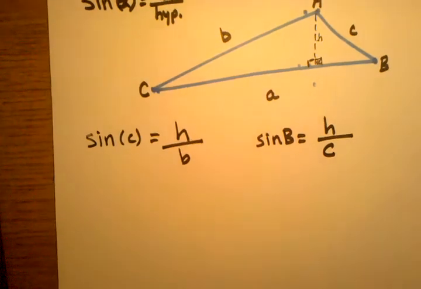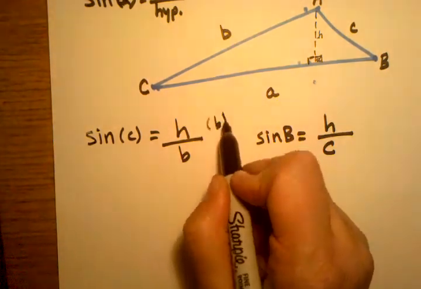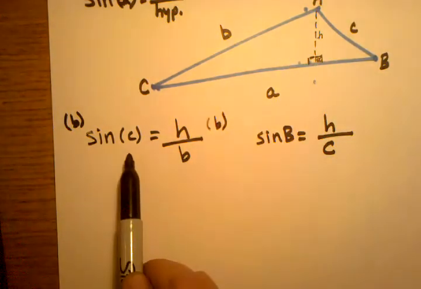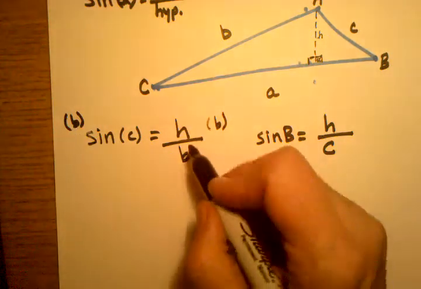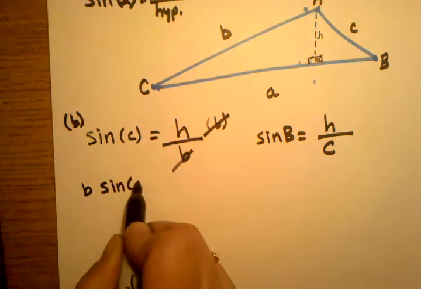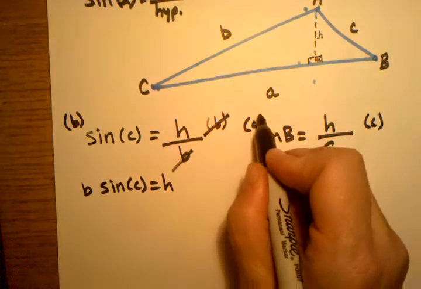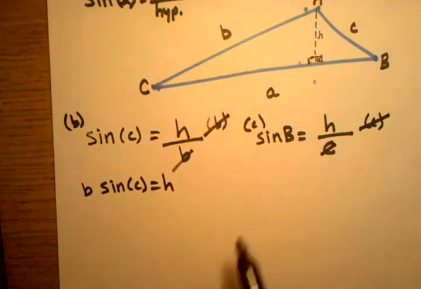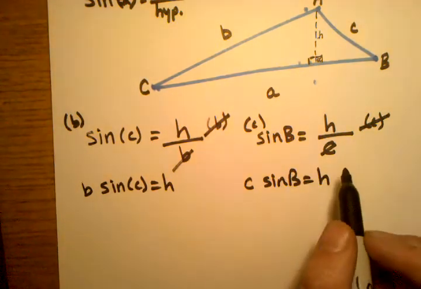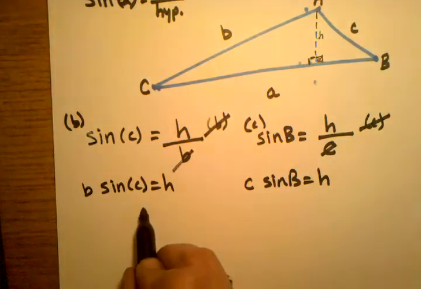Now if we just rearrange these equations, we can make them both equal the same thing, which happens to be the height. On this equation I'm going to multiply both sides by b, and that's going to cancel these two out, and over here I'm going to get b times sine of c equals h. And over here I'm going to multiply both sides by c. That's going to cancel those out, and that's going to get me c times sine of b equals h. Okay, so now I have two different equations, but they equal the same thing.